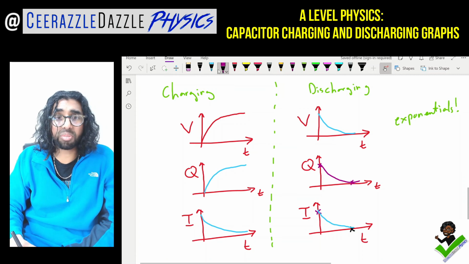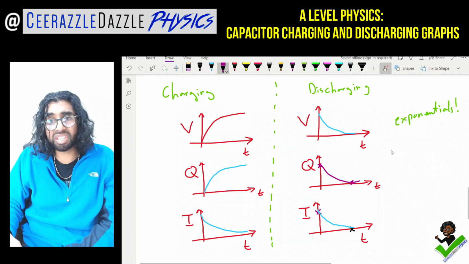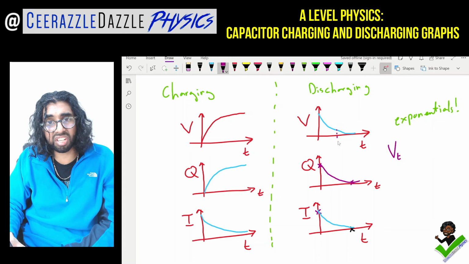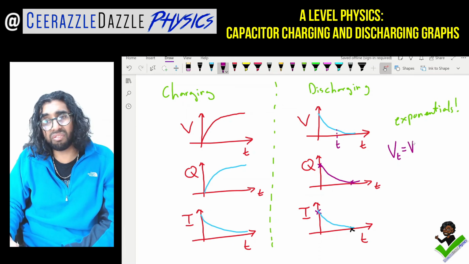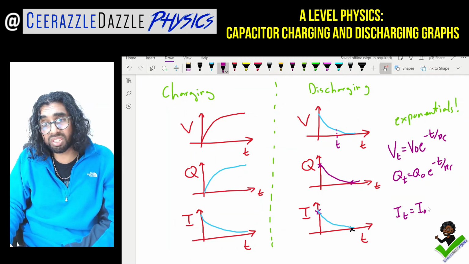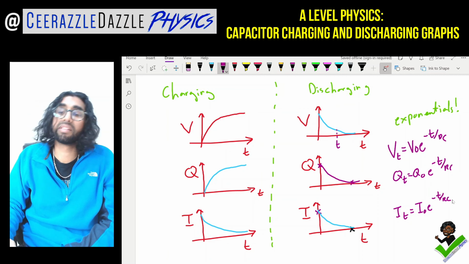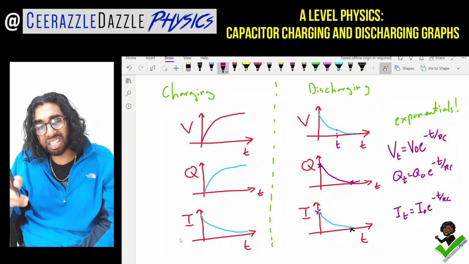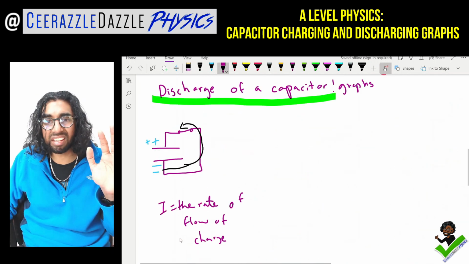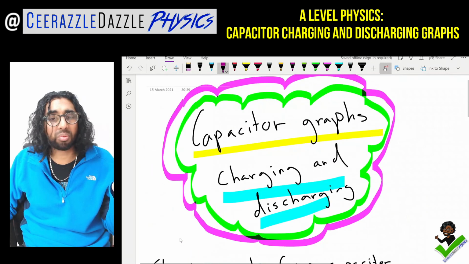We end up with the following expressions, but don't worry, I'll do another video to talk about that in much more detail. If I want to work out the voltage at a certain time, I simply use the equation V equals V naught e to the minus t over RC. And we also get another equation for the charge: charge at time t is equal to Q naught e to the minus t over RC. Current at time t is equal to I naught e to the minus t over RC. Happy with this? Don't worry about it. In the next video, I'll be talking about those equations in a bit more detail. But for now, make sure you understand where we've got those graphs and, in terms of physics, why they are occurring.